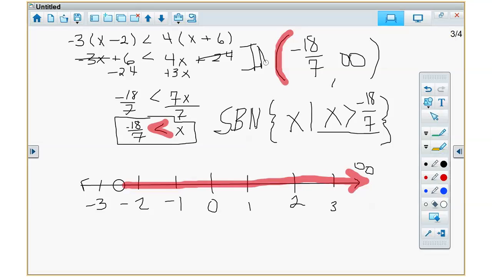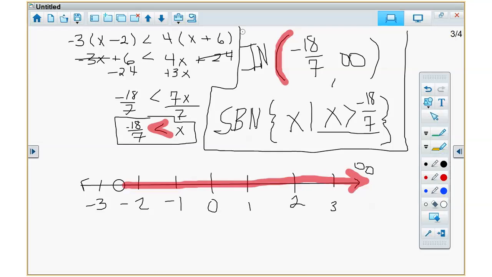Which one's used the most? Interval notation is used the most with algebra teachers, at least with me. Okay? It might. I don't know. You just need to learn both of them. Okay? Is it always going to look like that? It's always going to look like this. Your answer right here comes from here.